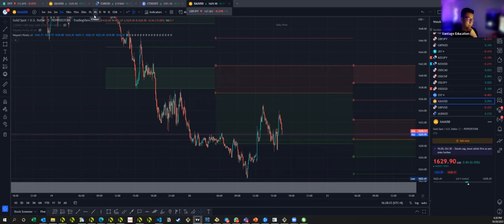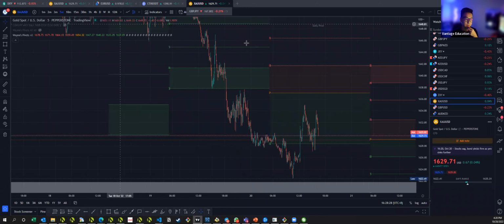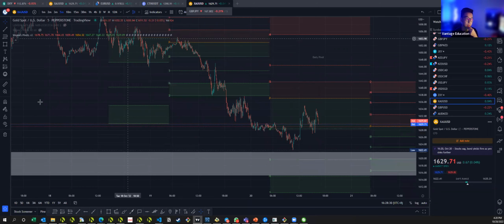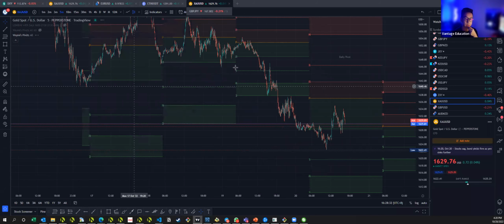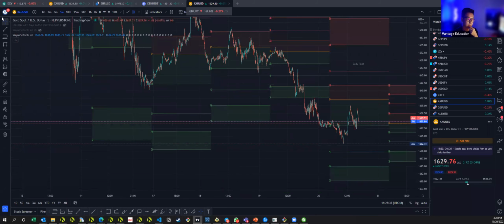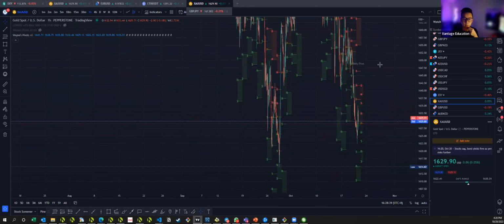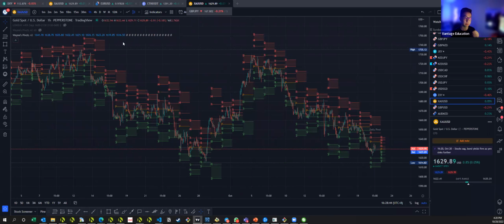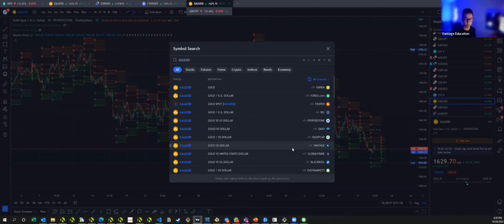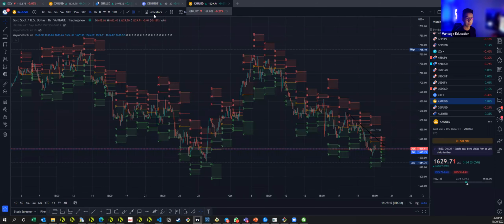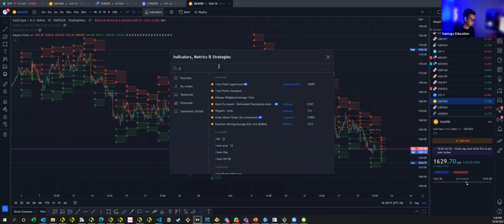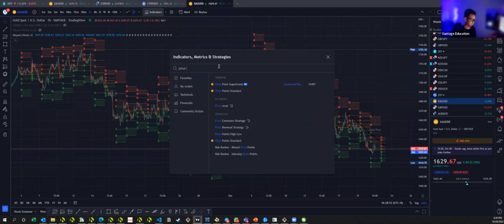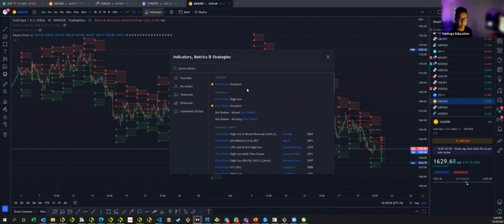Let's remove all of the drawings and use a 1 hour time frame again. Let's use Vantage data. Under indicators, you go to pivot points. You can use the pivot point standard.